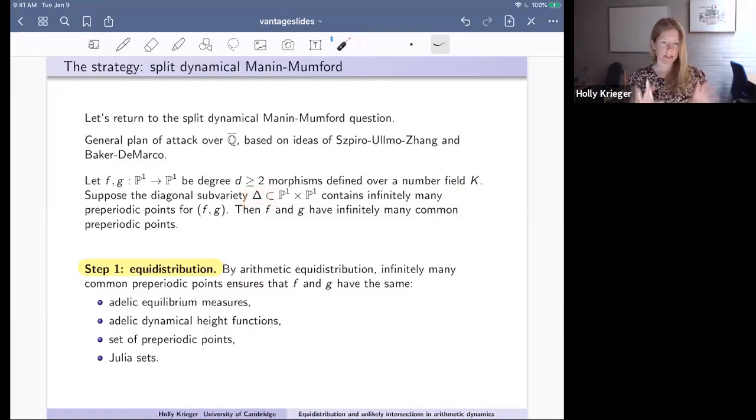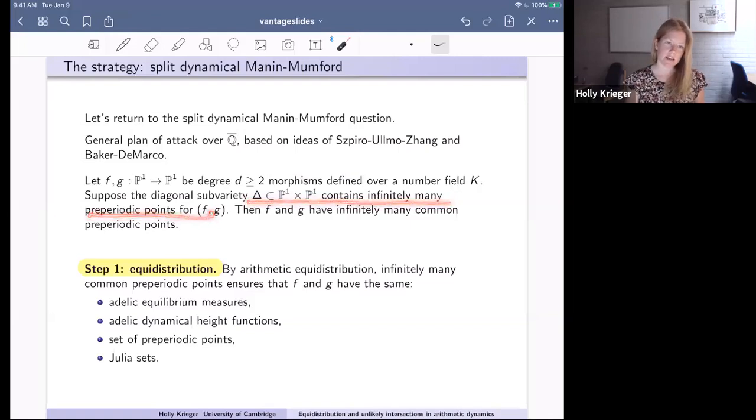Then what is the plan of attack? The plan of attack is the following. The first thing is we apply equidistribution, the theorem of the previous slide, right? So by arithmetic equidistribution, what does it mean for the diagonal to have infinitely many pre-periodic points? We're trying to recover in this case that the diagonal is pre-periodic itself, right?